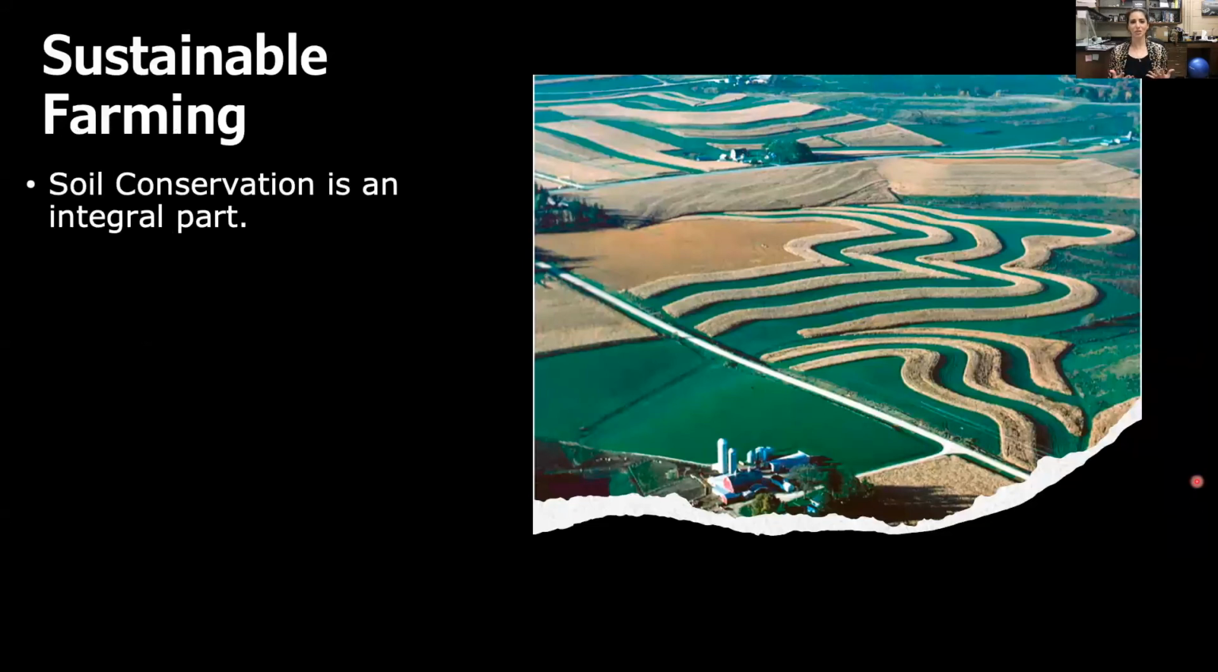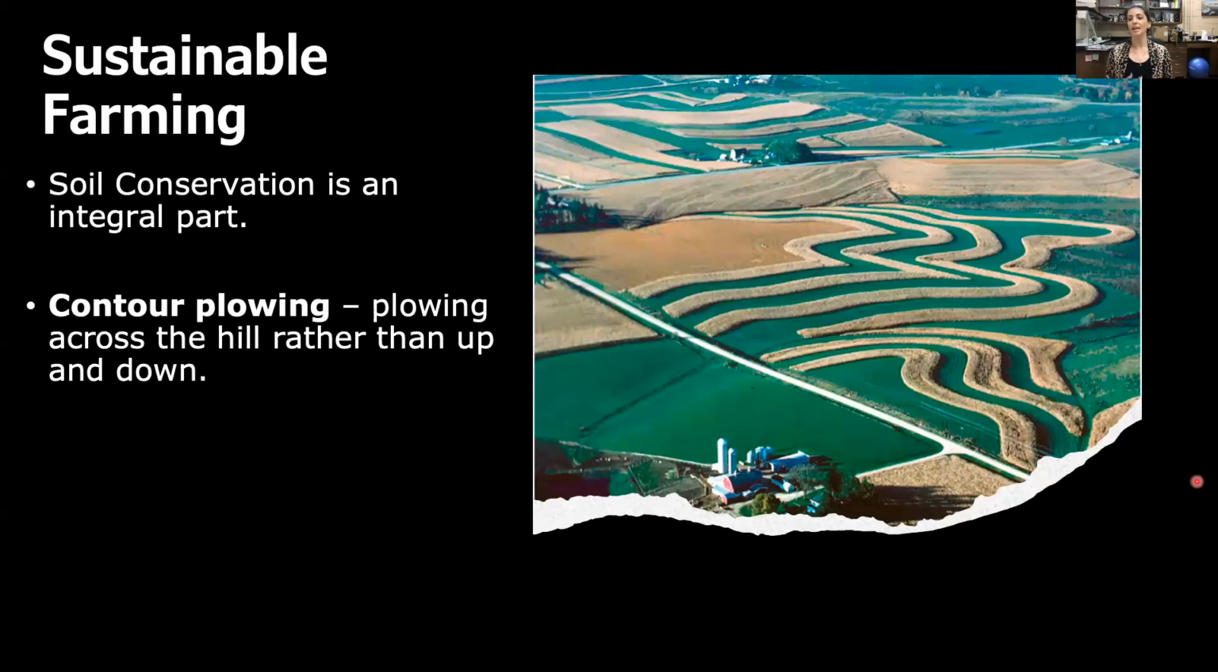So what can we do to kind of remove ourselves from those problems moving forward? A huge step in the right direction is moving towards sustainable farming, and that has soil conservation as an integral part of all agricultural practices. One practice is called contour plowing. In contour plowing, you are plowing across the hill rather than up or down, so you're following the natural contours of the landscape. In that way, your conversion process isn't altering the land too much.